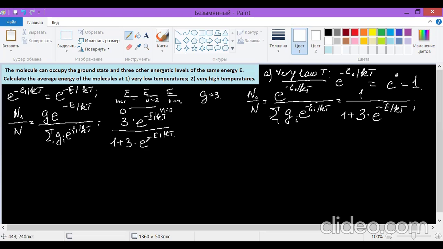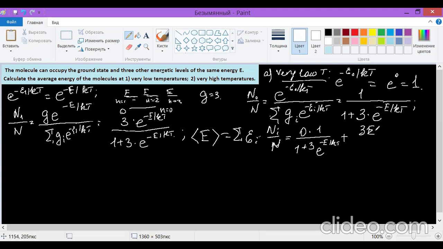Okay. Now, what we do is calculating the average energy, which is equal to the sum of the product of the energy of each level by the energy level population. For the ground state, and for the other three levels, right? And that's equal to 0 for the ground state. Finally, we got the following.